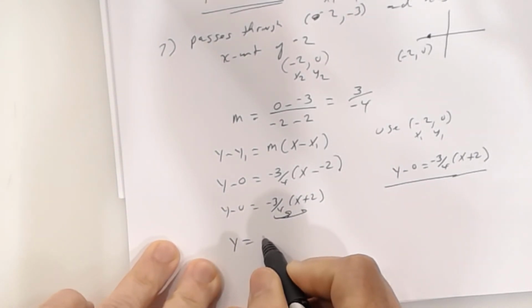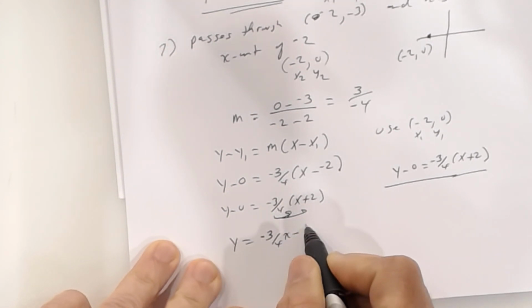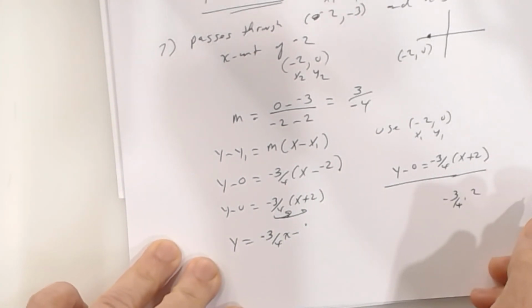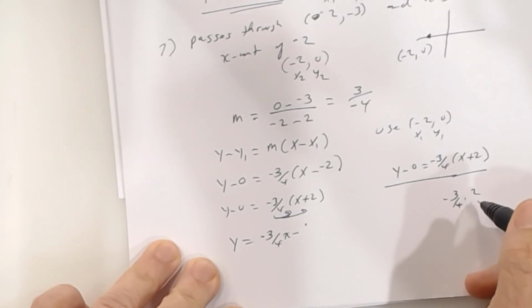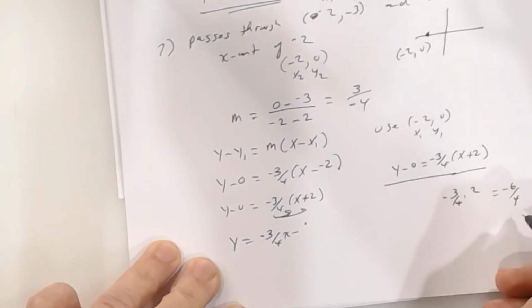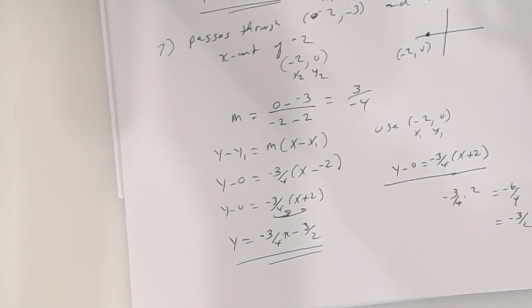Distribute, what do you get? Negative 3/4 times 2. Negative 3 times 2 is negative 6. So that's negative 6 what? Fourths. But then go ahead and reduce those. So what's that? Negative 3/2. All right, so make sure you can reduce whenever you can. You learned that many years ago, how to reduce fractions. All right, so that takes care of that.